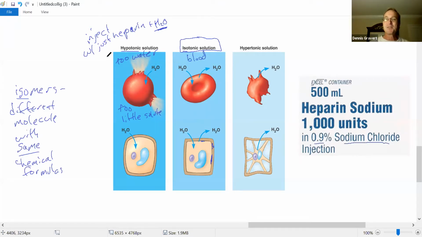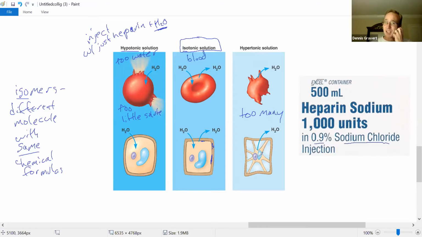So if the environment has too few solutes, hypotonic, that can cause cells to expand, possibly rupture. The reverse case is just as bad. It can cause damage too. Too many solutes means there's too little water. So inside the cell, there's actually more water. The concentration of water is higher than outside. So more water comes out of the cell, and now the cell shrivels up.